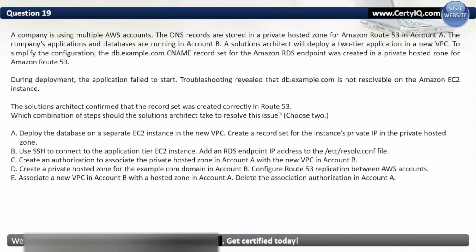During deployment, the application failed to start. Troubleshooting revealed that db.example.com is not resolvable on the Amazon EC2 instance. The solutions architect confirmed that the record set was created correctly in Route 53. Which combination of steps should the solutions architect take to resolve this issue?